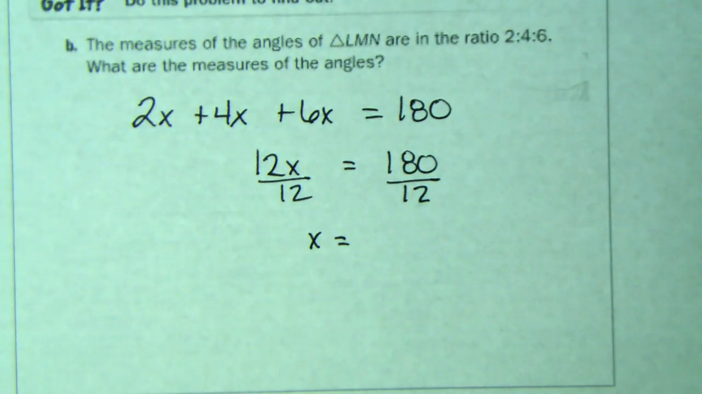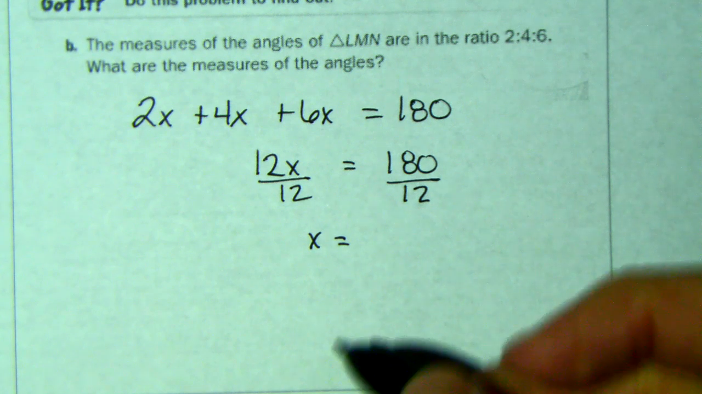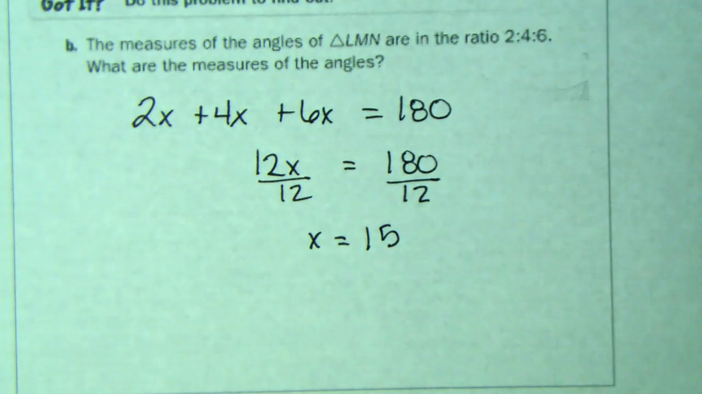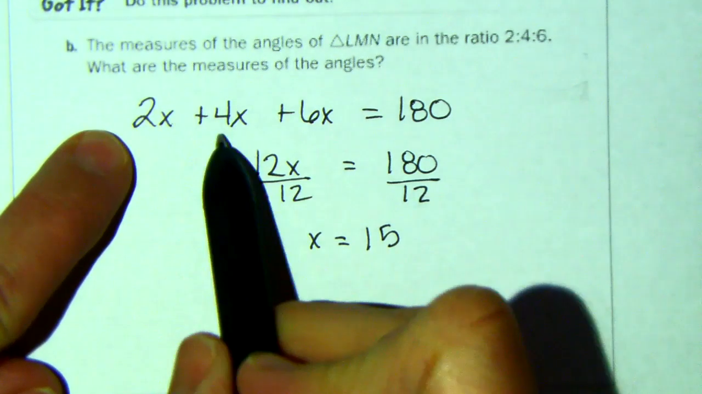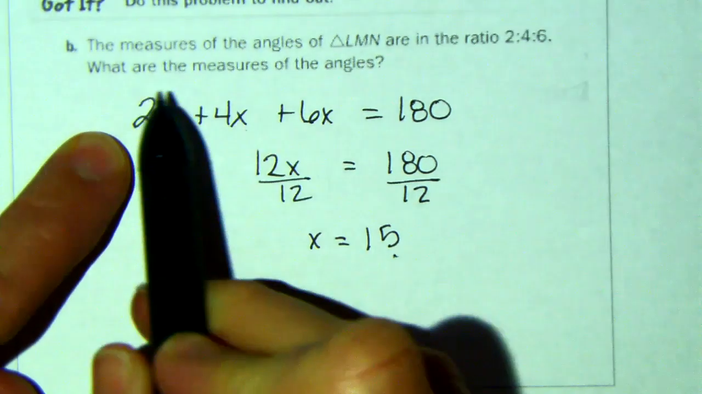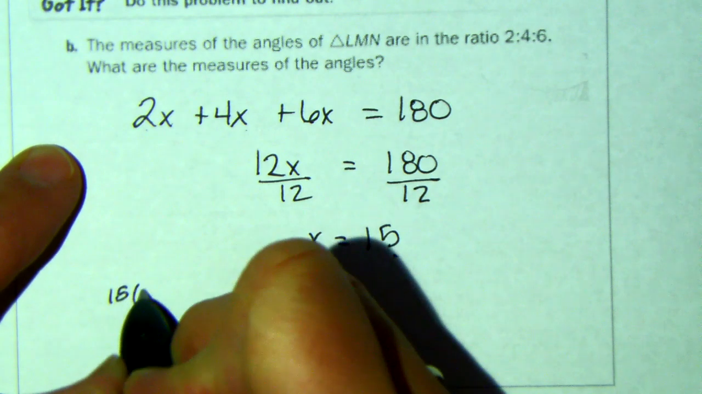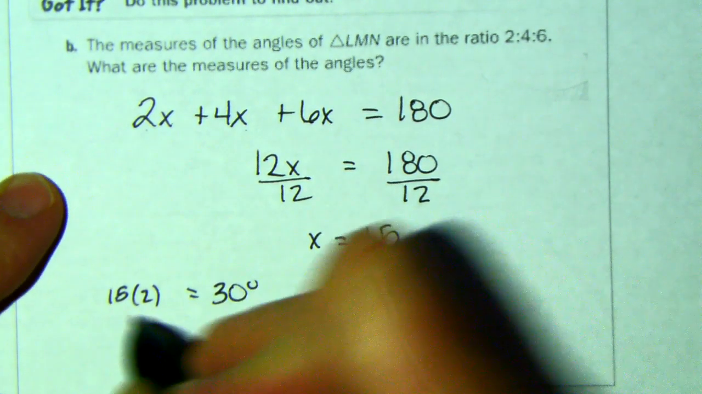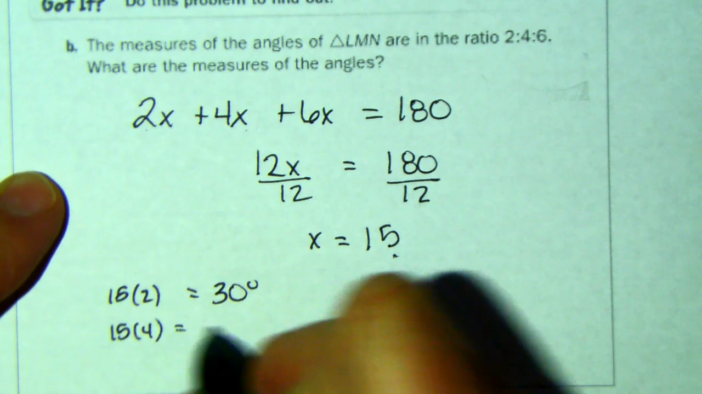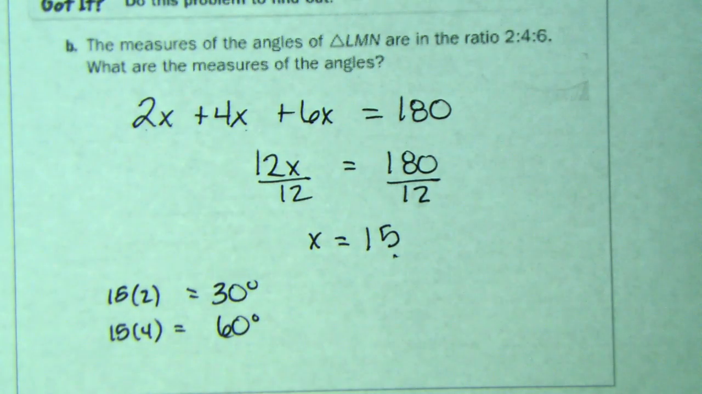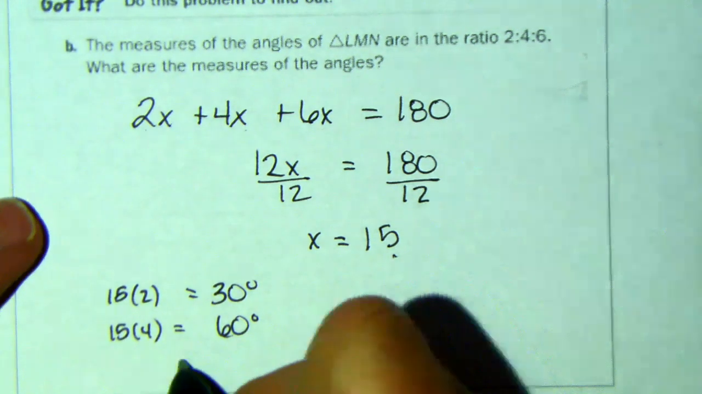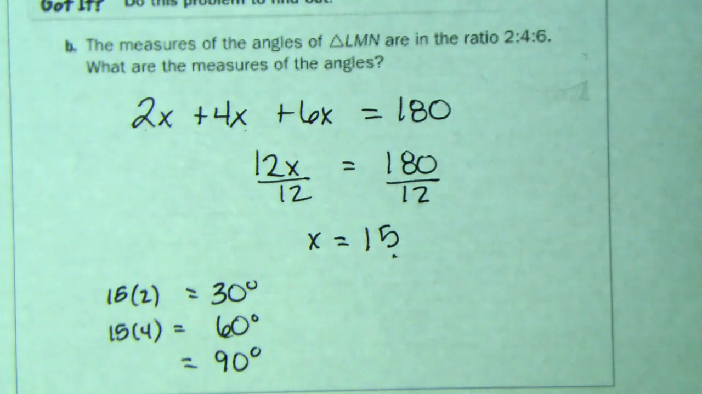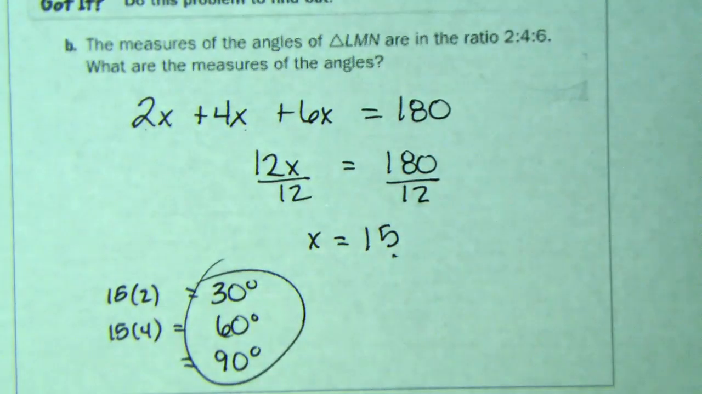And 180 divided by 12. Anybody got that? Yeah, you're right. It is 15. So now none of my angles are 15, right? Because it's 2x, 4x, 6x. So I'm going to take this 15, multiply it by 2. So one angle is 30 degrees. Take 15 times 4, 60. And you could take 15 times 6, or just know that what's left over? 90 degrees. So there are three angles, 30, 60, and 90.